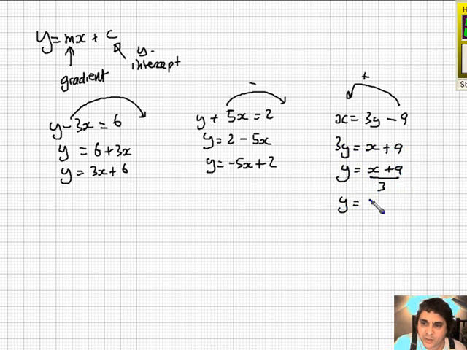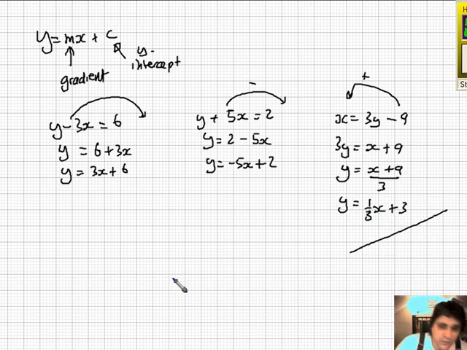Tidy it up a little bit. y equals a third of an x, a very small gradient, plus 3, because 9 divided by 3 is 3. And I know the gradient's going to be positive, but it'll only be a third. It'll be a very slight, just a small slant like that, and it will cross over on 0, 3. And that will prepare us for question 6.